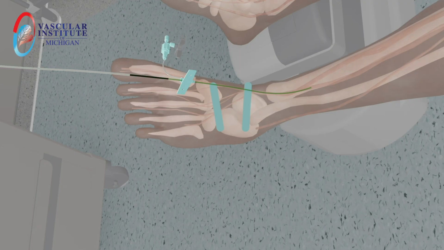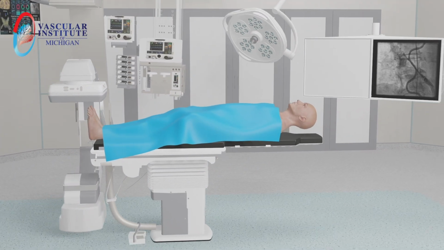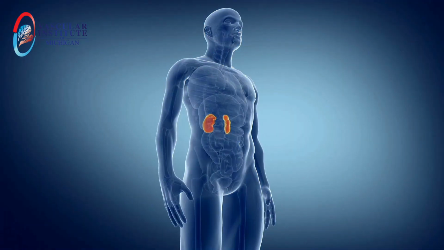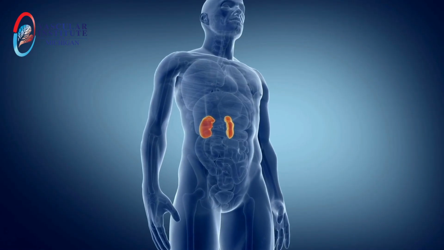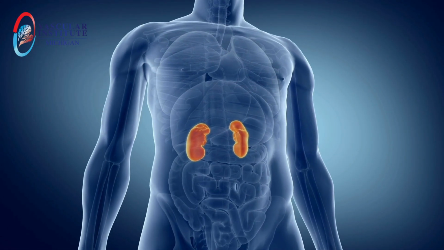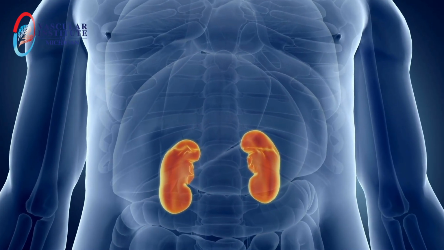An angiographic catheter is advanced over the wire through the sheath. An angiogram is performed to locate the genicular arteries contributing to inflammation of the knee joint by injecting a contrast dye to visualize blood vessels. For patients suffering from kidney disease, carbon dioxide is used instead of regular dye to avoid kidney damage associated with iodine contrast.